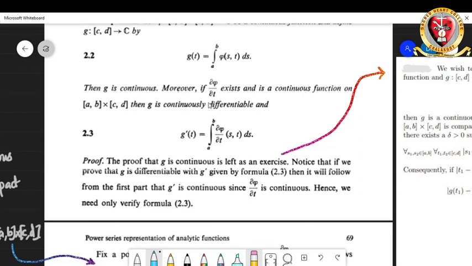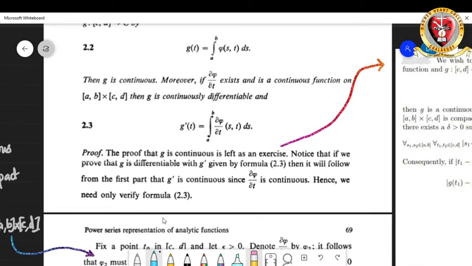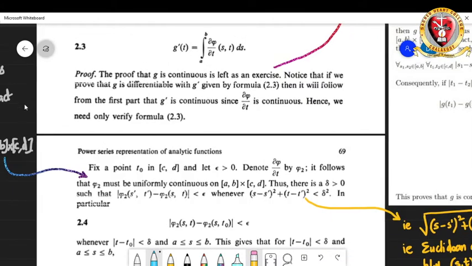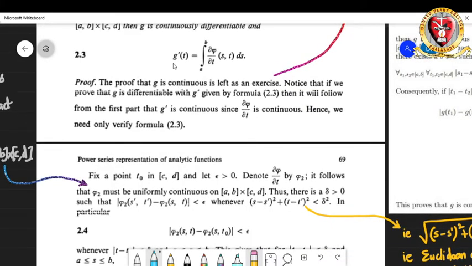Why do we say that dou phi by dou t is continuous? It is the hypothesis. See, dou phi by dou t exists and is a continuous function. We have it. So since this is continuous, definitely it follows that the integral of that will be continuous. So that will give us the continuously differentiable part. So we just have to prove that it is differentiable. What is differentiable? G is differentiable and G dash is the formula given.